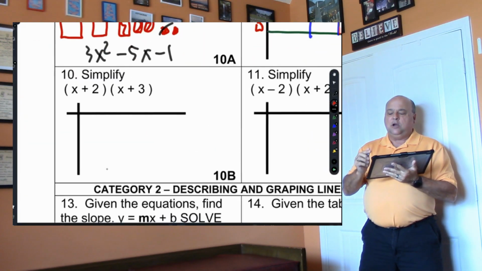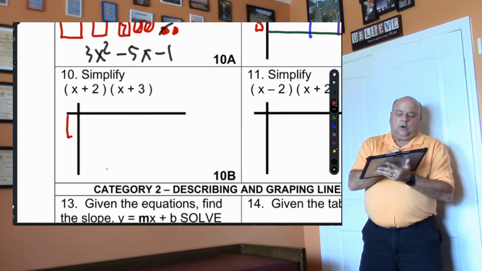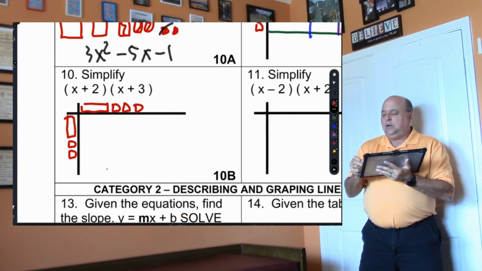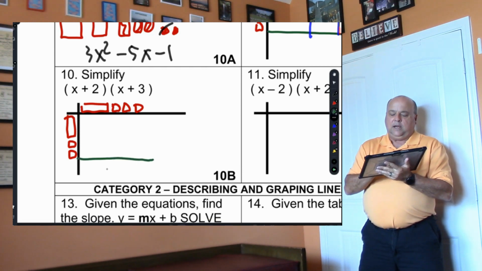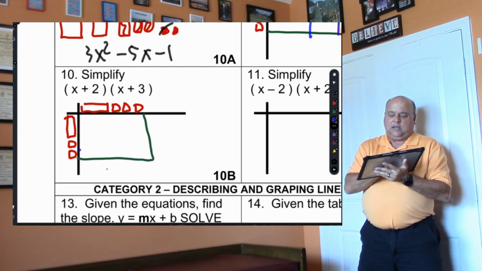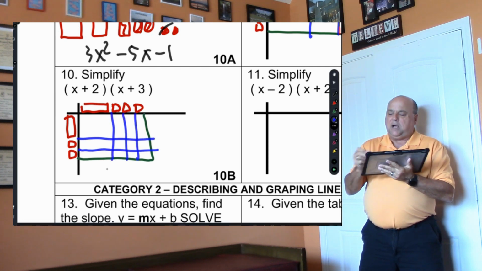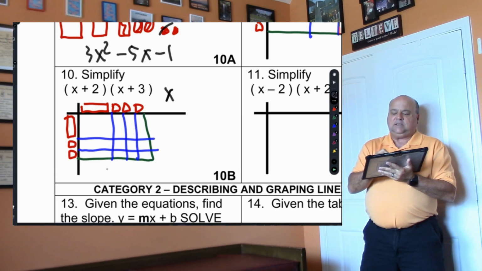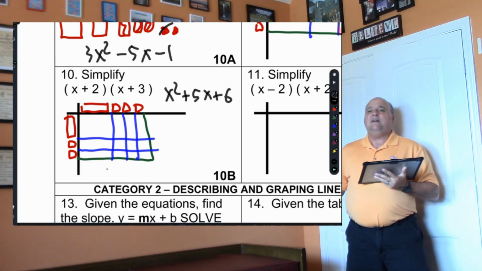Go to number 10. I need a rectangle and 2 squares, and I need a rectangle and 3 squares. The answer is the area of the rectangle, so slice it up. There's no negatives, so everything's positive, and bam, I got my answer. I got 1 big square, that's x squared. I got 2 rectangles and 3 rectangles, that's 5 rectangles, and then I got 6 squares. So x squared plus 5x plus 6.